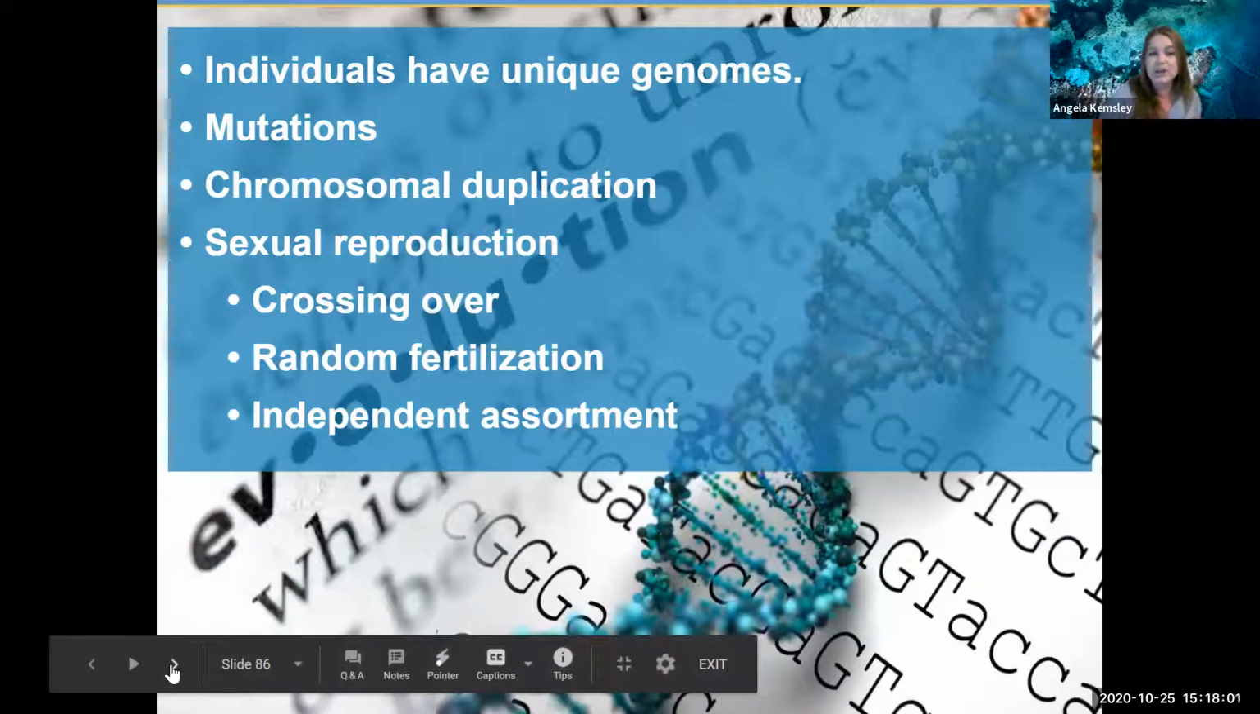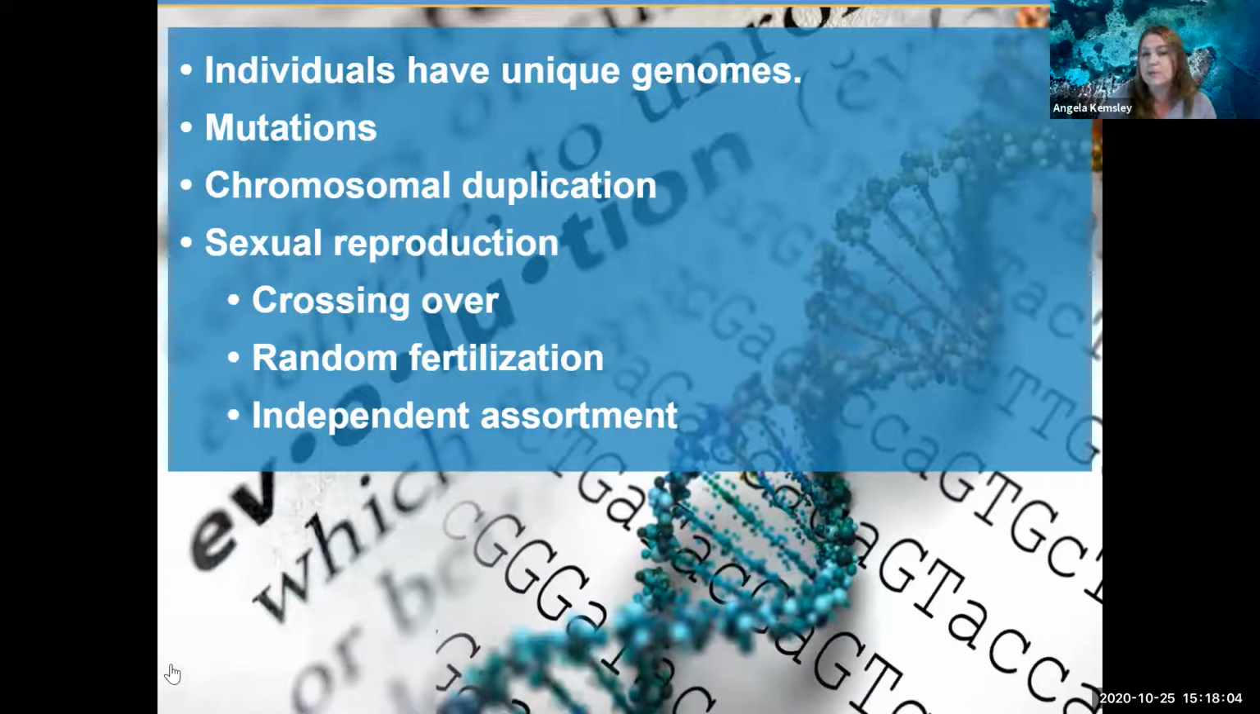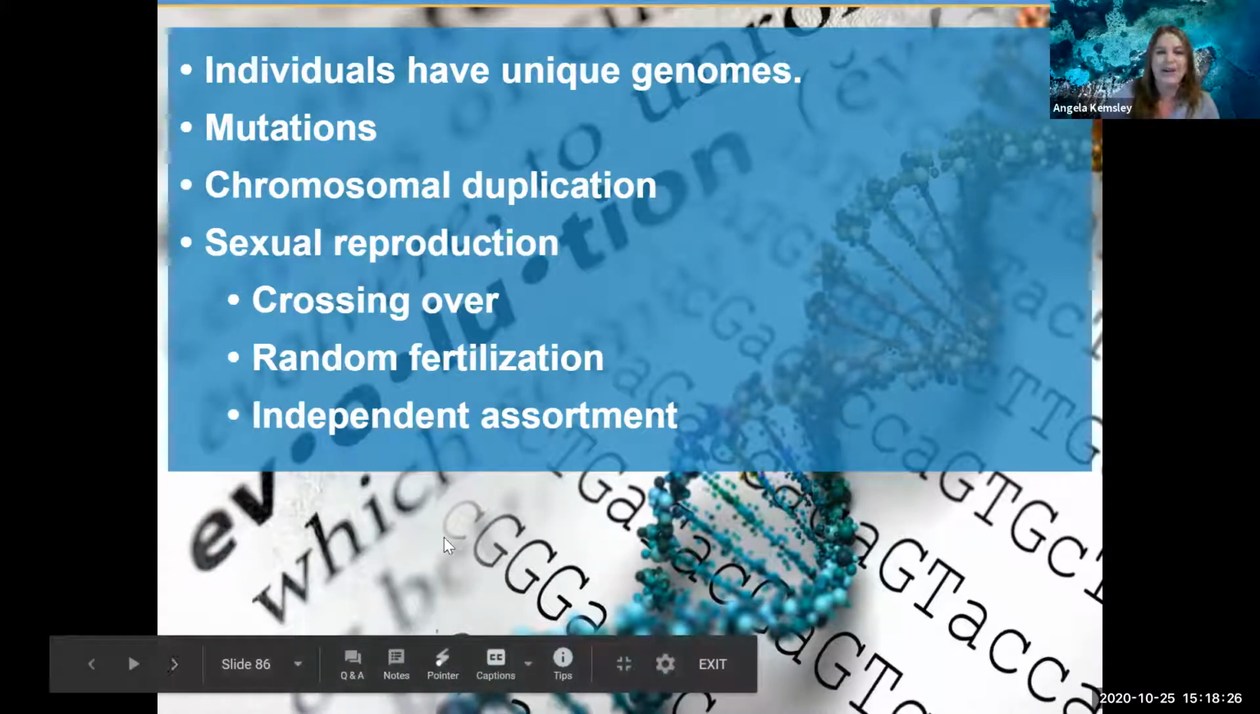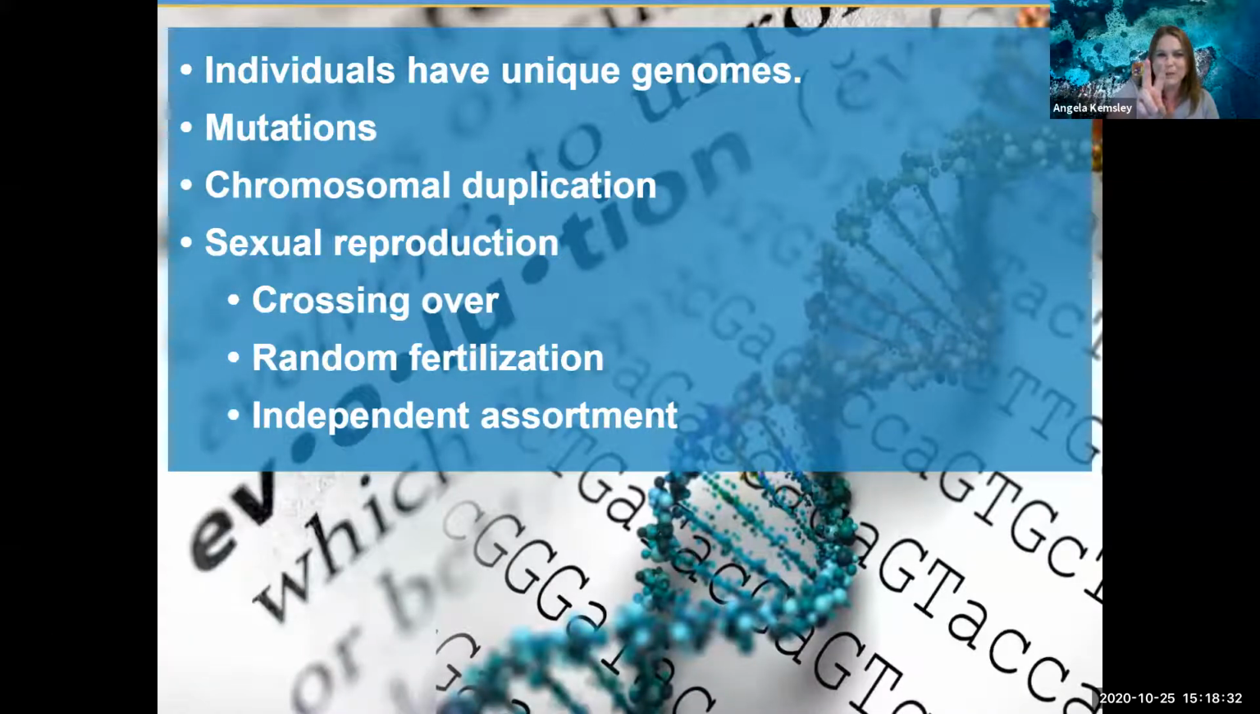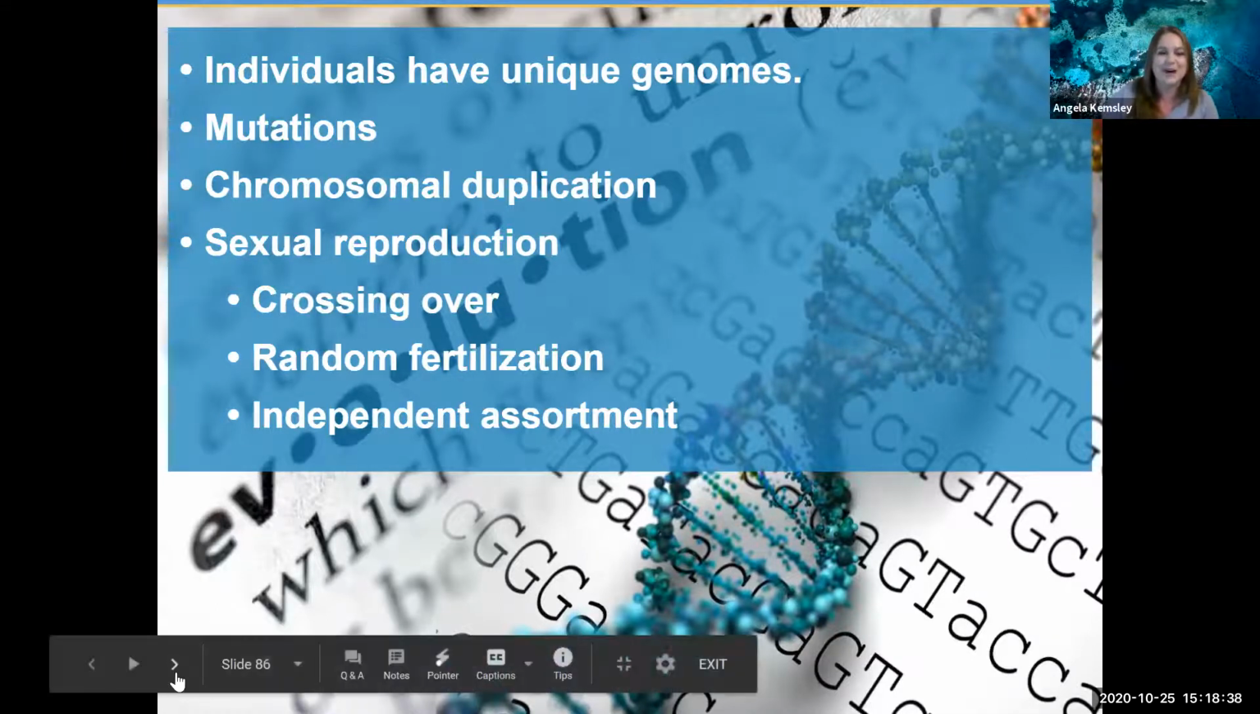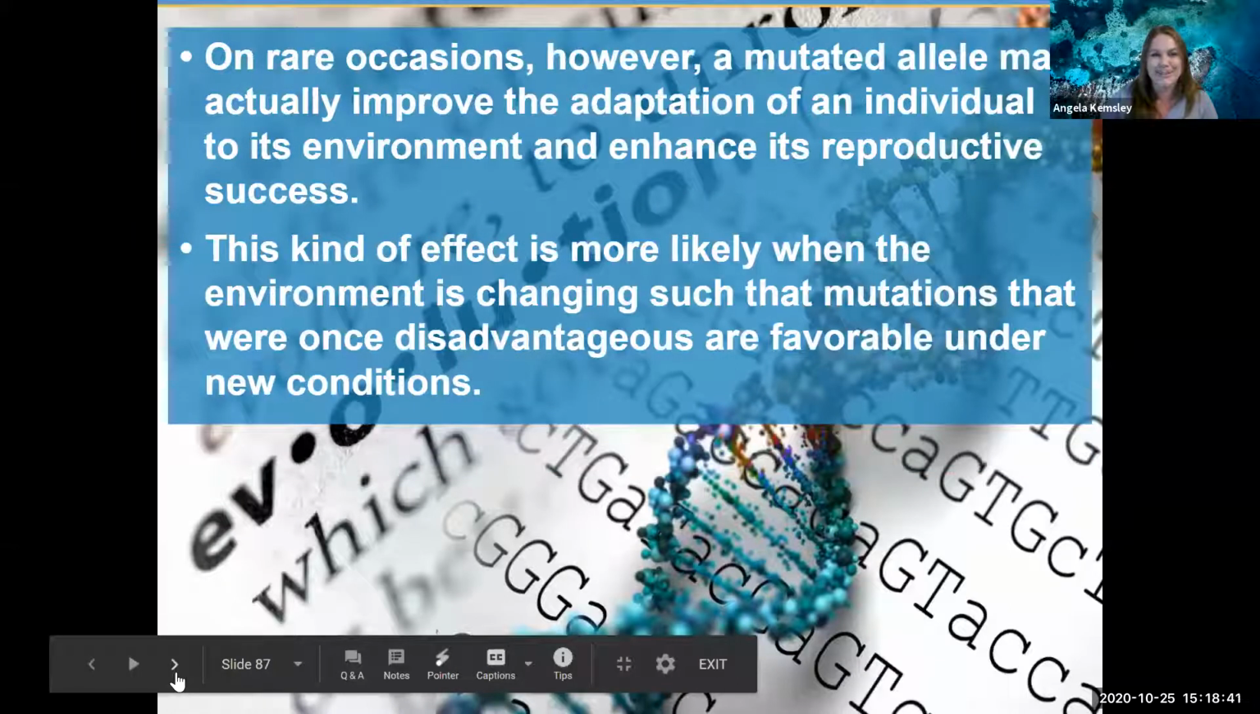So individuals have unique genomes. Sometimes mutations occur that help to create these unique genomes. There's chromosomal duplication and then also sexual reproduction. Sexual reproduction is really important to creating genetic diversity because we get crossing over. We get random fertilization, where you don't know which sperm is going to match with which egg, and then also independent assortment, where the homologous chromosomes line up and we didn't know if it was going to be mom on one side, dad on this side, or if it was going to be switched. So, different causes of genetic diversity.